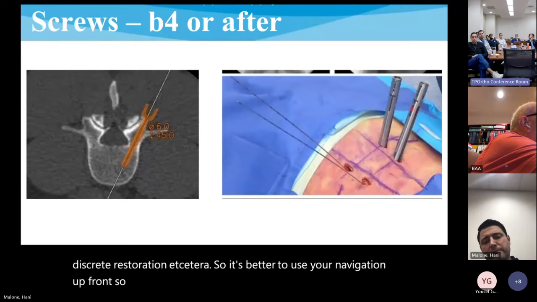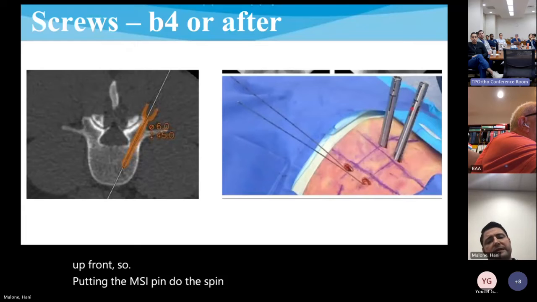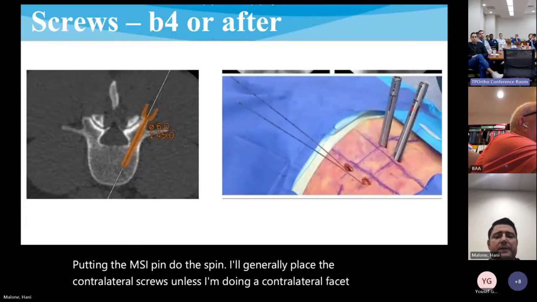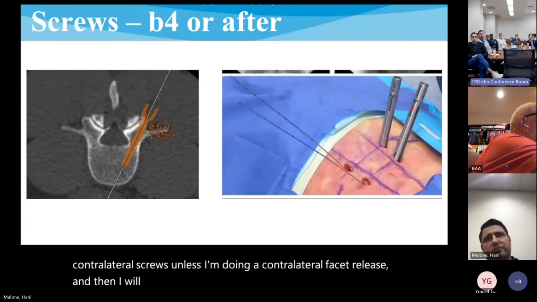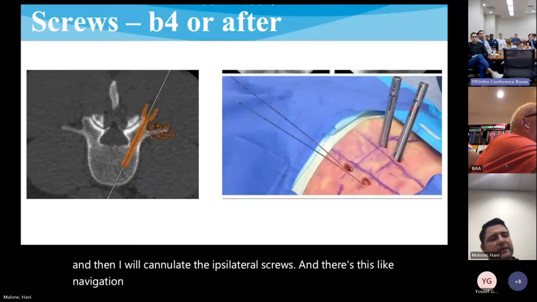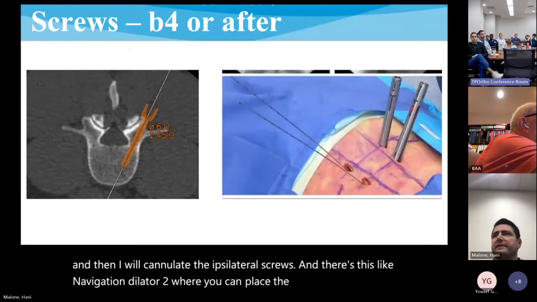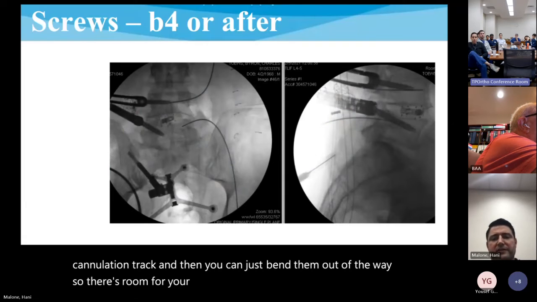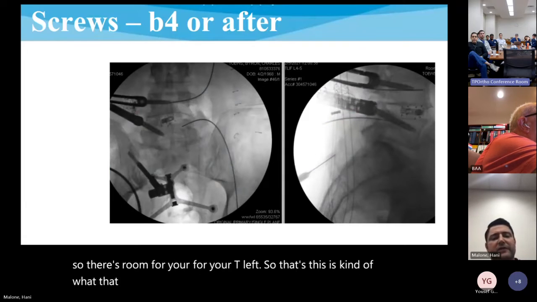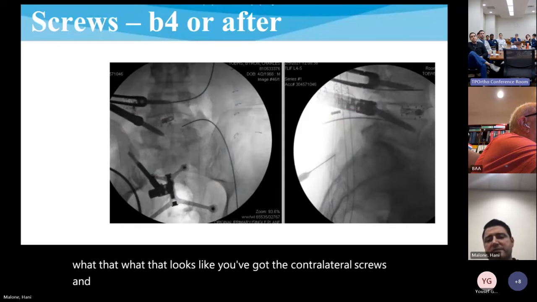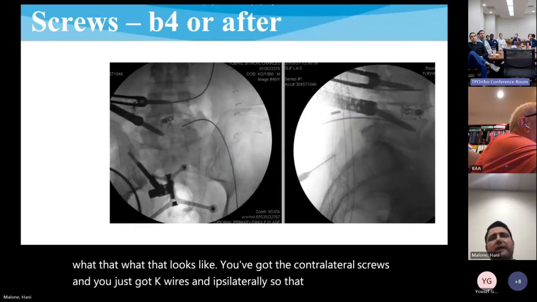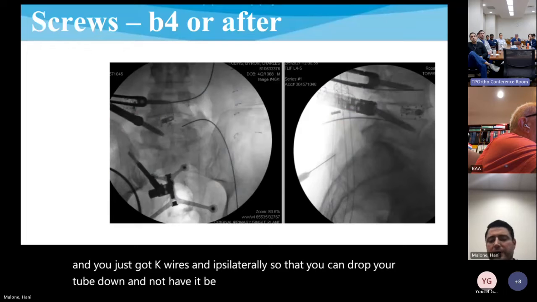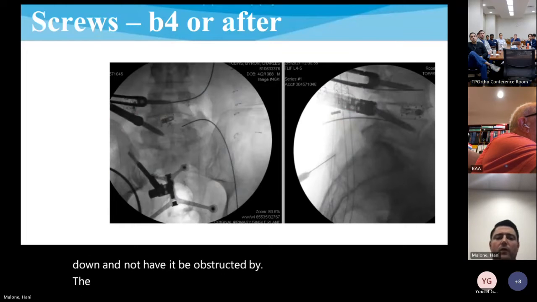So put in the PSI pin, do the spin. I'll generally place the contralateral screws unless I'm doing a contralateral facet release, and then I will cannulate the ipsilateral screws. There's this navigation dilator tube where you can place the K-wires through the cannulation track, and then you can just bend them out of the way so that there's room for your TLIF. So this is kind of what that looks like. You've got the contralateral screws, and you've just got K-wires in ipsilaterally so that you can drop your tube down and not have it obstructed by the tulip heads.